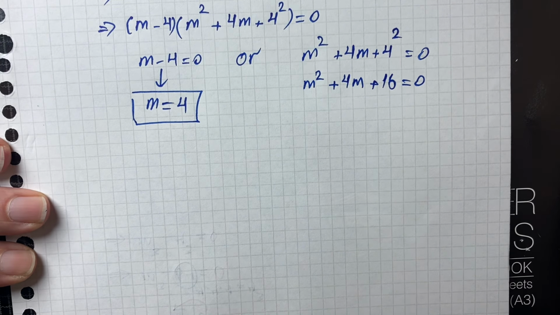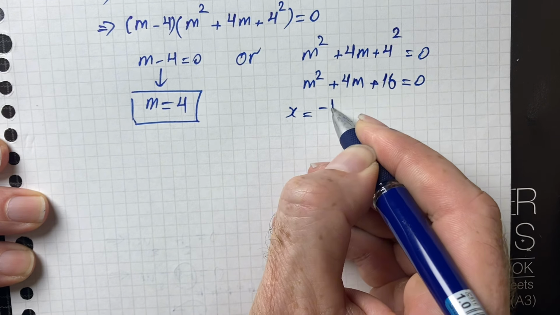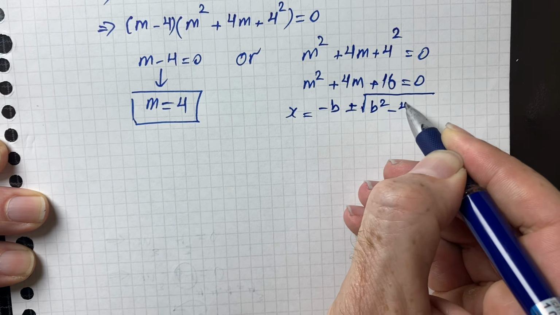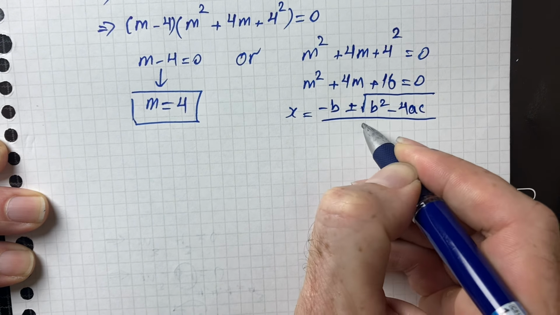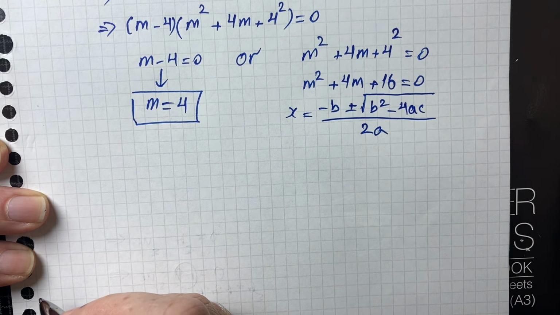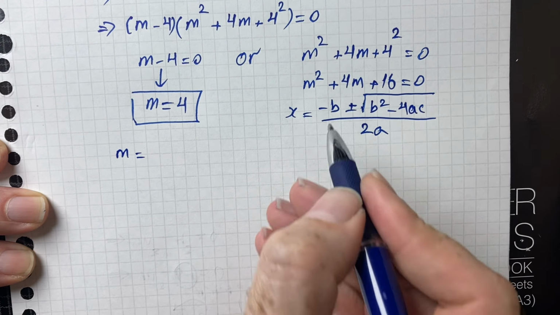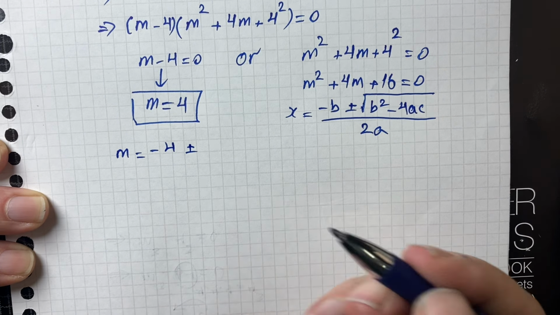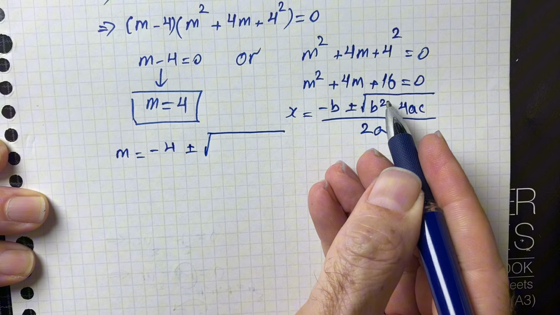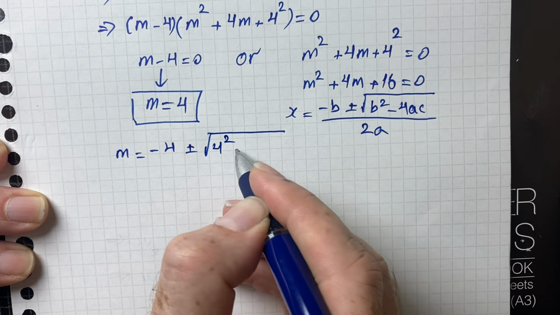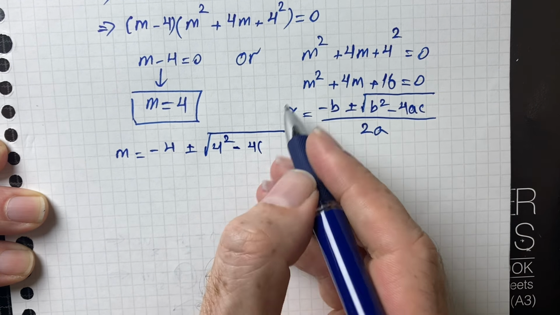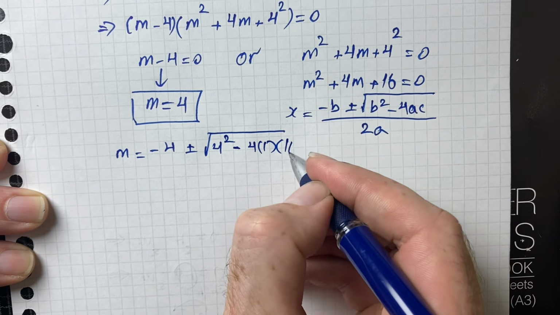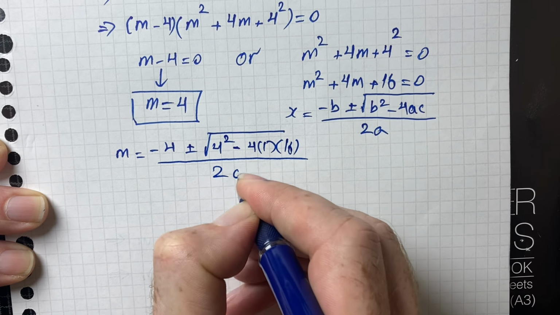Can you remember the quadratic formula? Right, x is negative b, positive negative square root of b squared minus 4ac over 2a. So, in this case, we are going to find m. So, negative b, negative 4, positive negative square root of b squared, so 4 to the power of 2 minus 4. What is a? The coefficient of m squared, 1. c, the constant term, 16, over 2a.